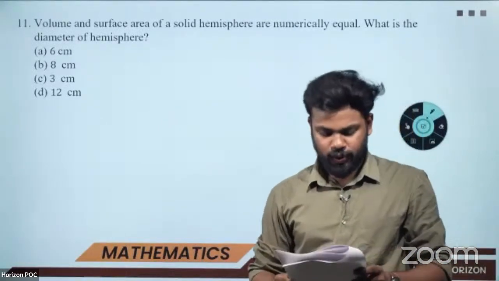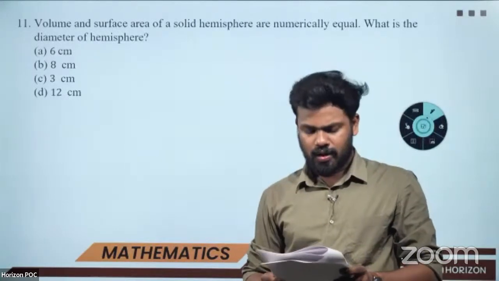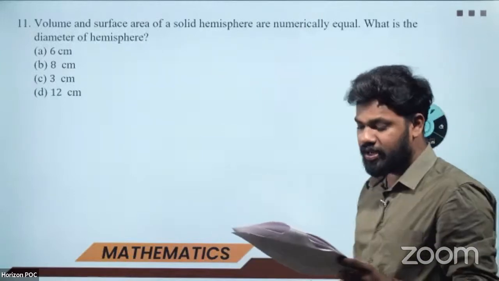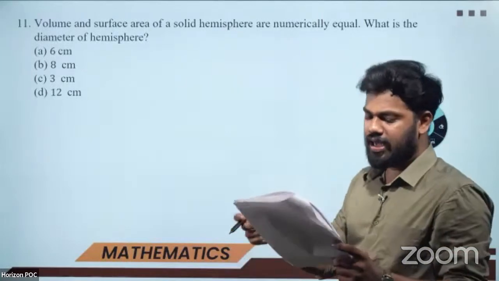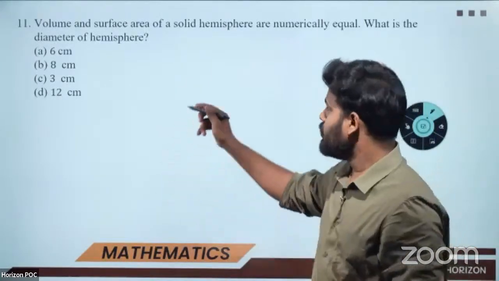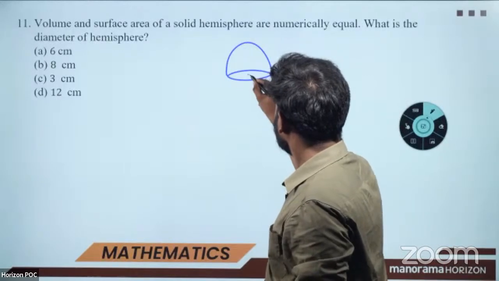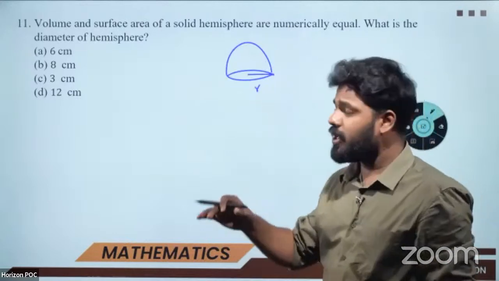Yeah, so I'm back, everyone. So let's move on to the next one. The 11th question. Volume and surface area, right? Volume and surface area of a solid hemisphere are numerically equal. What is the diameter of the hemisphere? That is the question. So they are saying that there's a solid hemisphere. So I'll just draw a small rough diagram there. So I have a hemisphere with radius r. They are saying the volume and surface area of this solid hemisphere are numerically equal.